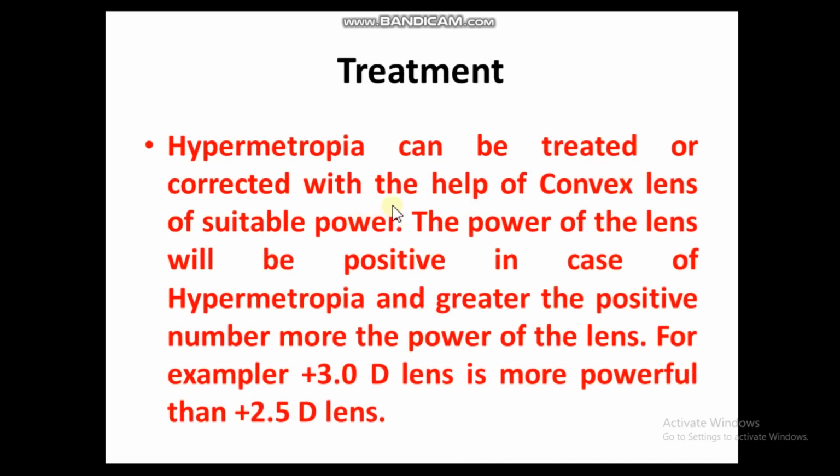So the power of the lens will be positive in case of hypermetropia. It means the convex lens has positive power, and the greater the positive number, the more the power of the lens will be. So if the power of the lens is +3, it is more powerful than a lens of +2. So like this hypermetropia can be treated.